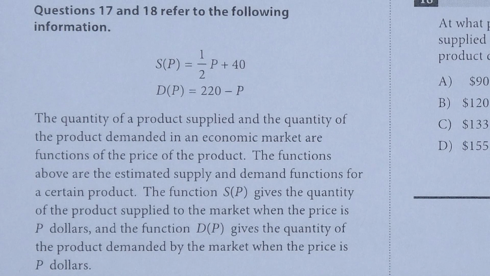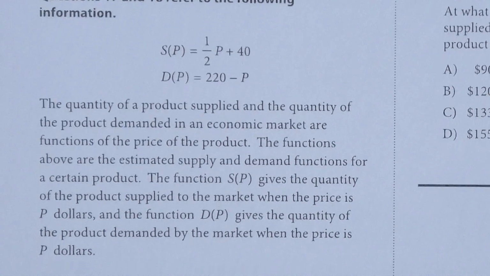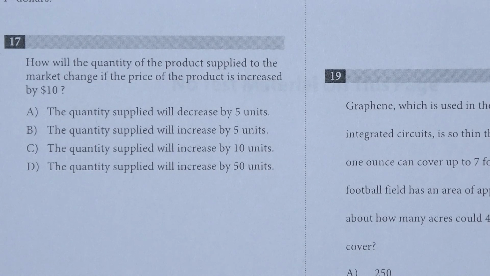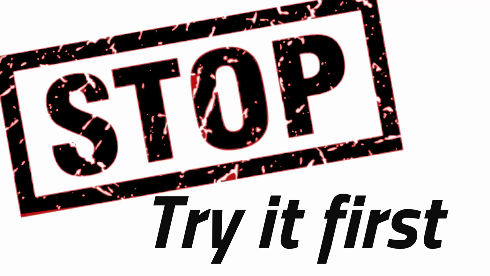And we're going to use these for 17 and 18 to refer to this information. The quantity of a product supplied and the quantity of a product demanded in the economic market are functions of the price of the product. The functions above are the estimated supply and demand functions for a certain product. The function S(P) gives the quantity of the product supplied to the market when the price is P dollars, and the function D(P) gives the quantity of the product demanded by the market when the price is P dollars. How will the quantity of the product supplied to the market change if the price of the product is increased by $10?